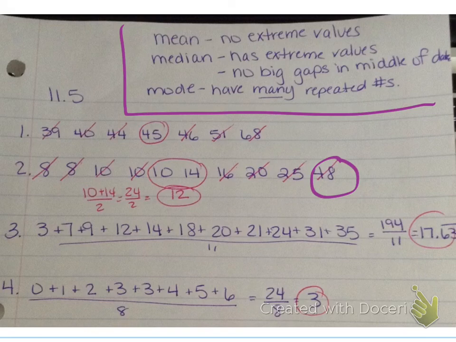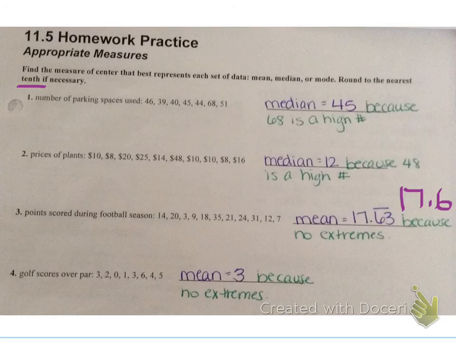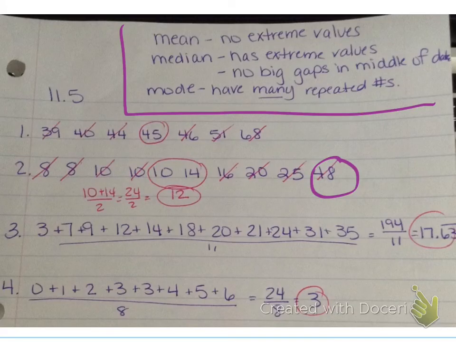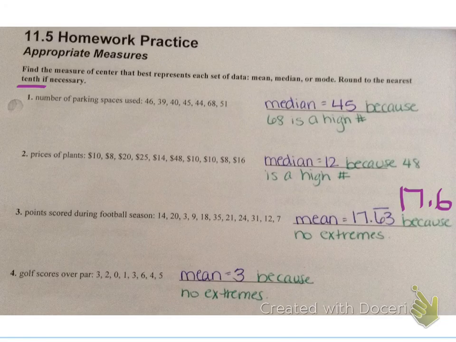Then number 4, I also used mean because, again, there is no extremes. And I added them together, divided by 8, because that's how many values there were, and said 3 was my average. Okay, so there was no answer that was mode for these.